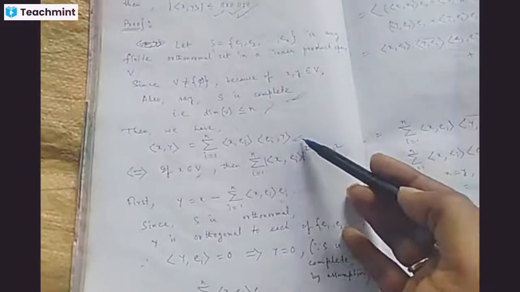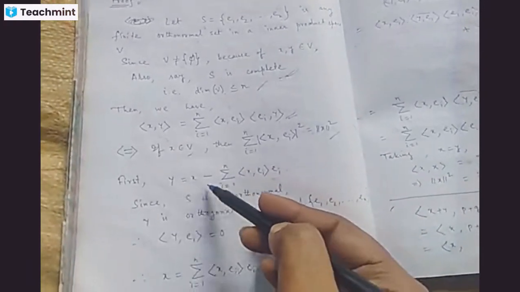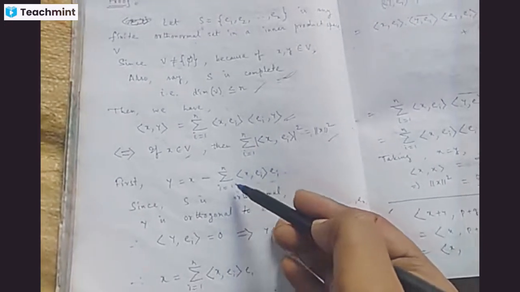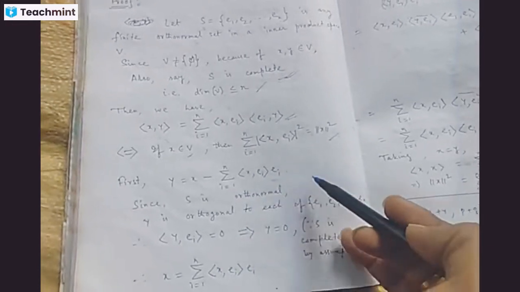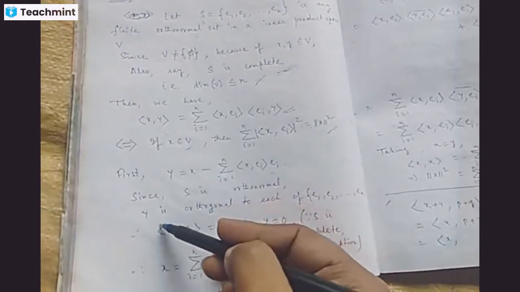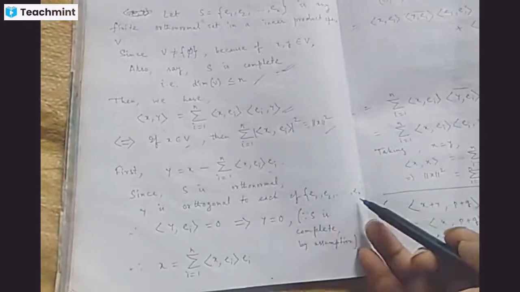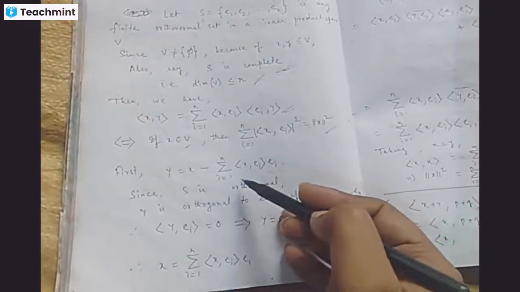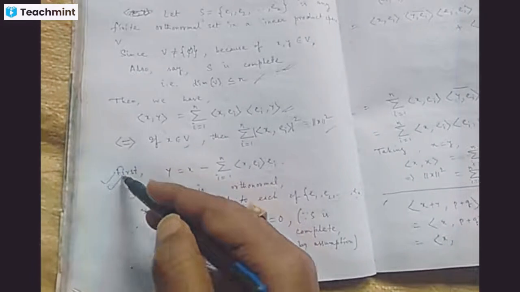To establish these two relations, first we use inner product space theorems. First, we take y equal to x minus the summation over i equal to 1 to n of the inner product of x and ei times ei. Since S is orthonormal, we have a very famous theorem in inner product space that y is orthogonal to each of the elements e1, e2, up to en. This is a very important theorem. You can find it in any textbook, and it is well established in inner product space.